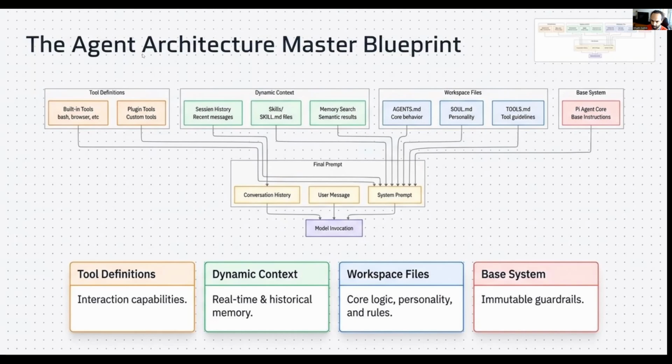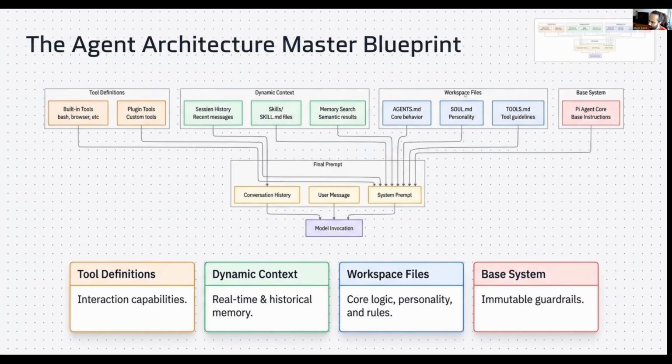As you see here, we have different blocks of information that will be given to the agent and to be considered before providing an answer to the user. The first block represents the tools available to the agent to enhance its capabilities. The second block represents the dynamic context, talking about real-time recent messages or historical messages that are returned by a semantic memory search. And also we have a block related to the skills.